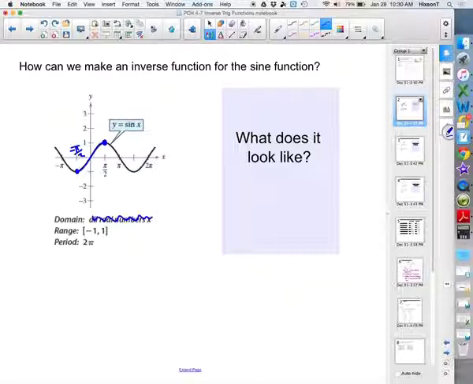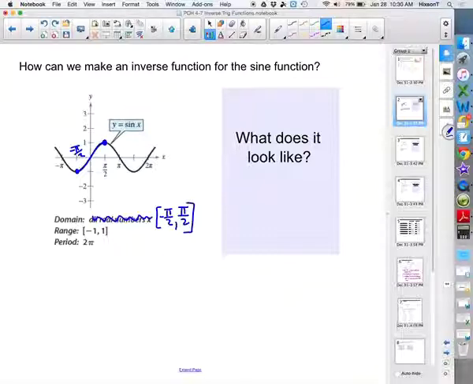Question? You said an asymptote or no? It wouldn't be an asymptote. All we're doing is saying instead of making our domain all real numbers, we're going to make our domain go from negative pi over 2 to pi over 2. Okay?